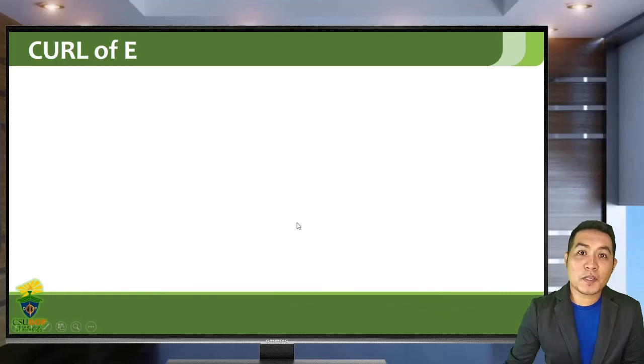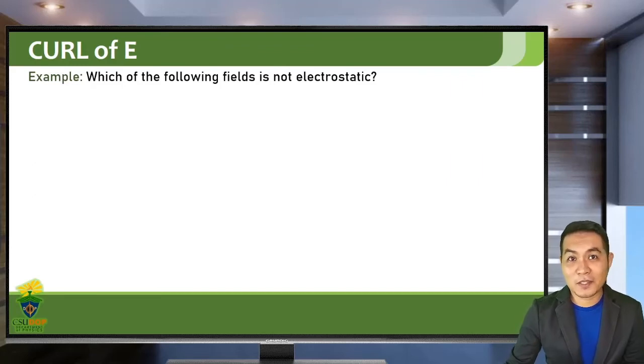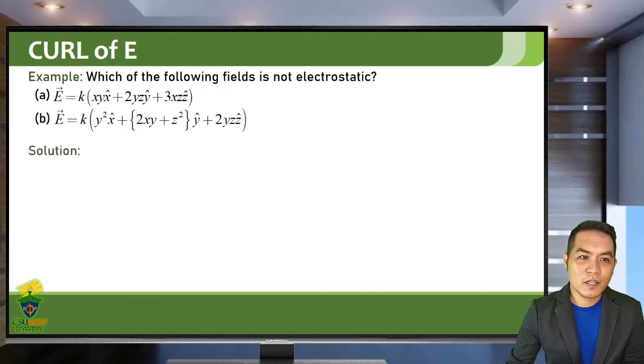So what's the purpose of the curl of E? One purpose is to tell if your field is electrostatic or not. In this example, you're asked to find which of the following electric fields is not electrostatic. For letter A, you have this field. For letter B, you have this field. The only way to check is to check the curl. If the curl is equal to 0, then it is electrostatic. If the curl is not equal to 0, then it is not an electrostatic field.